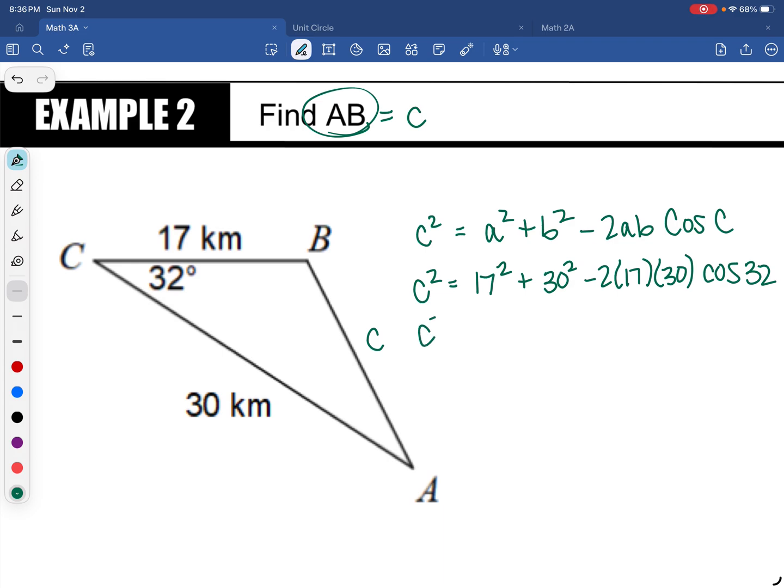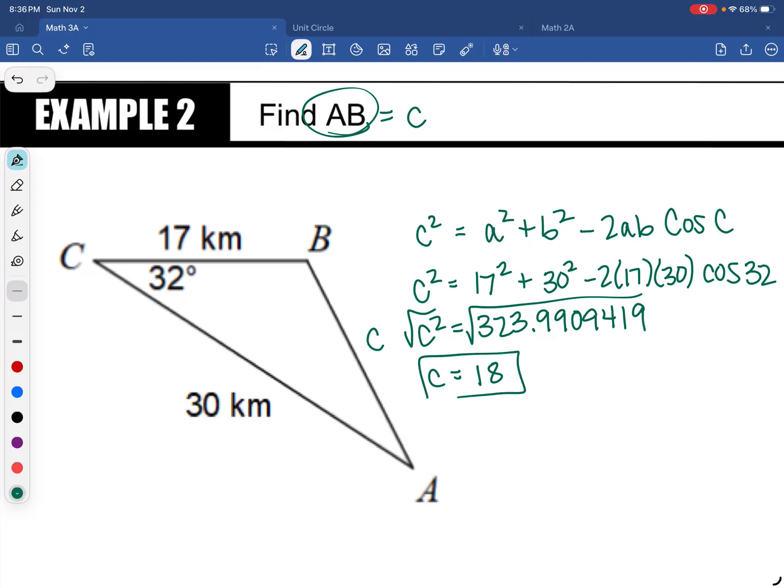And I got 323.9909419. Okay, kept it long on purpose. And then we're going to square root both sides. Oh, square root. And I got 17.999, so that's going to mean that it's 18. Okay, so our C side is 18.